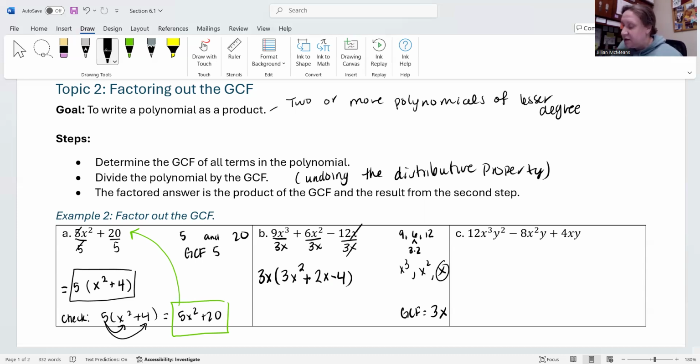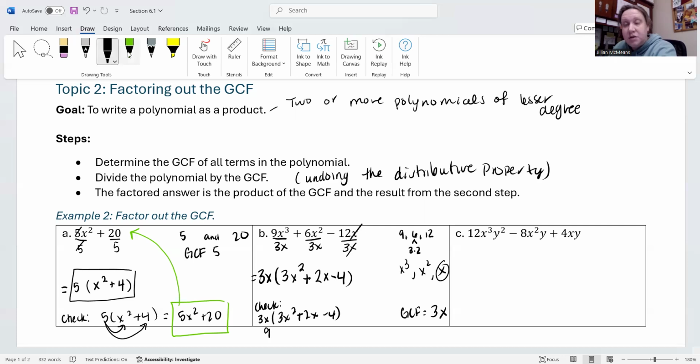So this right here is our final answer. And if you want to check it, you can. We would just check by distributing. Now, you don't always have to check, just know that you can check. So I'm going to show you this one for checking, and then we won't worry about checking for the third one. So 3x times 3x squared, well, 3 times 3 is 9.